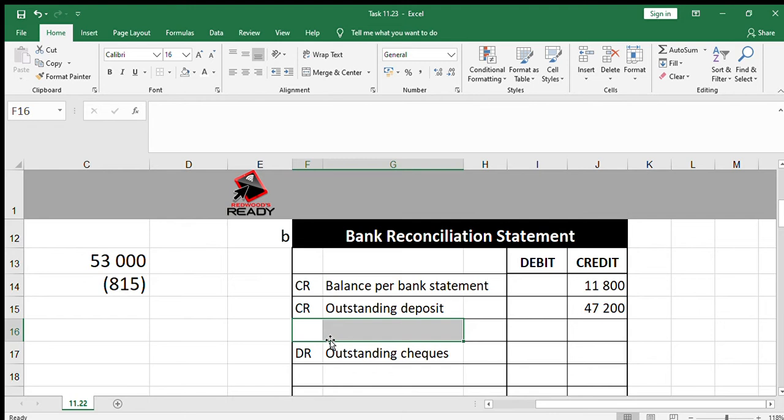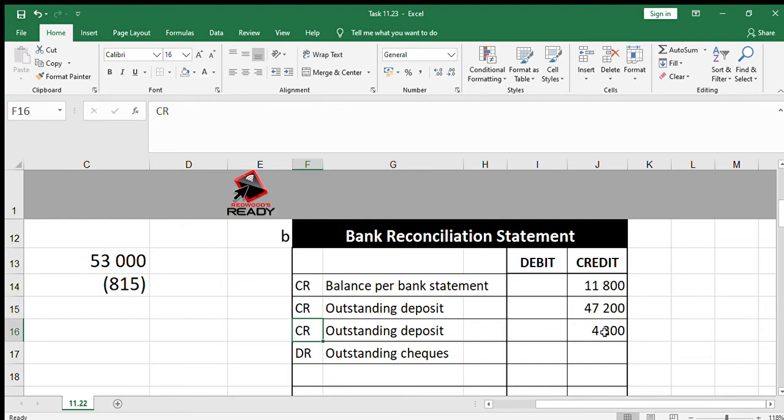Okay, then the third one, a deposit dated 29th September, not reflected on the bank statement, of 4,200. So I'm also going to list it as an outstanding deposit, which is why I inserted the line. We can say again, so this question has two outstanding deposits. Okay, that can happen.